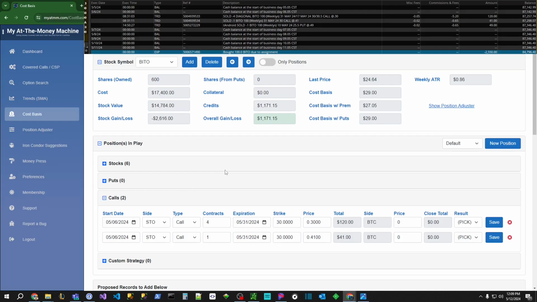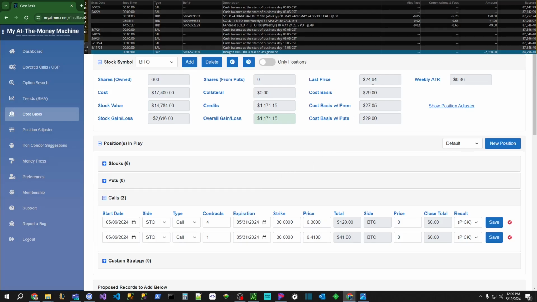And I will admit, in real life or using real money, I actually don't do exactly this. So I will create the cash secured put, but I actually watch the cash secured put and I watch its extrinsic value. And when the extrinsic value gets below 0.1 or 10 cents per share, I look to roll it to a week out or a couple weeks out to continue collecting premium.